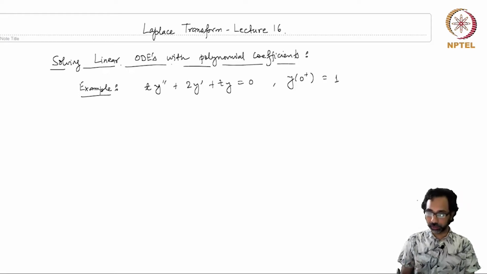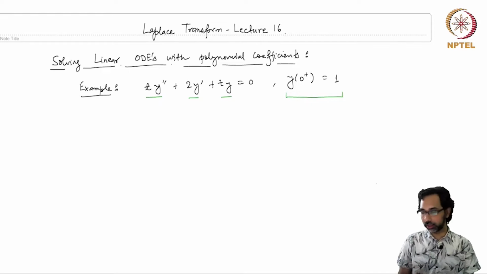As an example, we have taken here this differential equation: t y double prime plus 2y prime plus ty equal to 0 with only one condition, y(0+) equal to 1. This is the limit as t goes to 0 from the right hand side. This is given as 1.